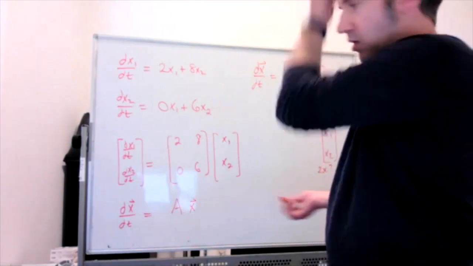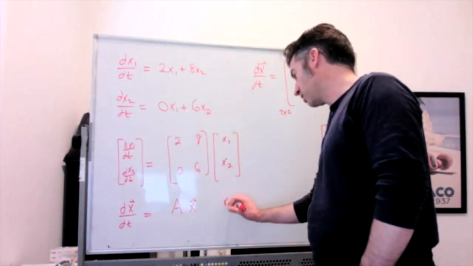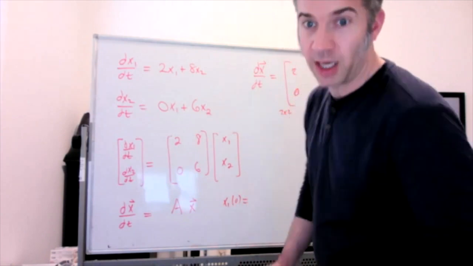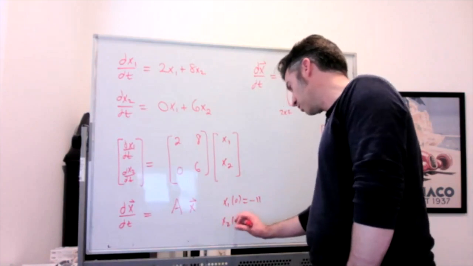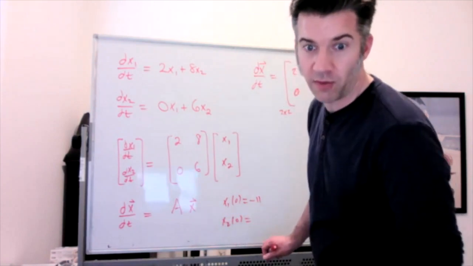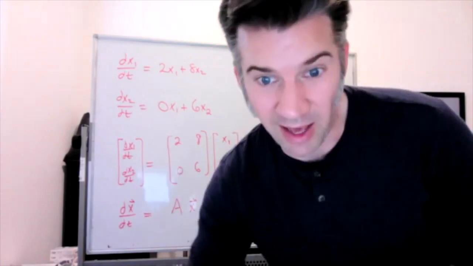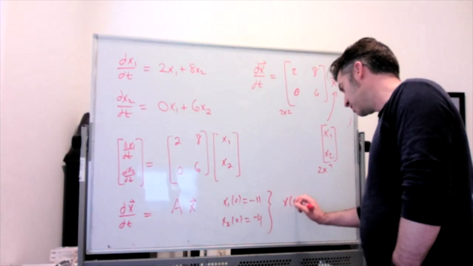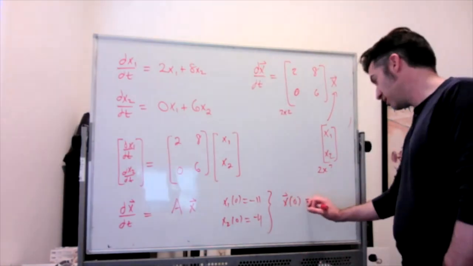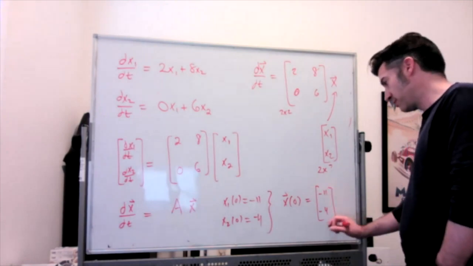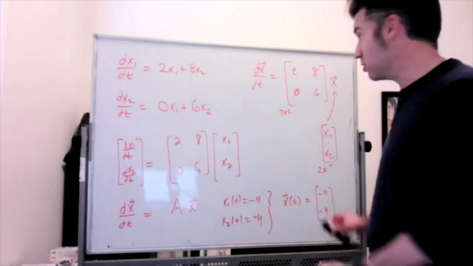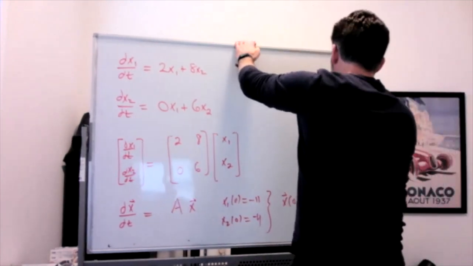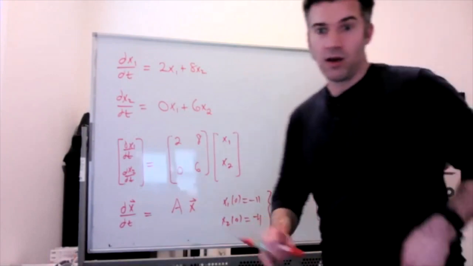But let's go back and look at this specific problem. It's asking us to solve the initial value problem. In addition to this equation, they're giving us that x1 of 0 is equal to -11, and x2 of 0 is equal to -4. There are lots of ways of writing that too. You could also write x of 0, as a vector, is (-11, -4). It's really incumbent upon you to get comfortable seeing how things are vectors in this system of equations.